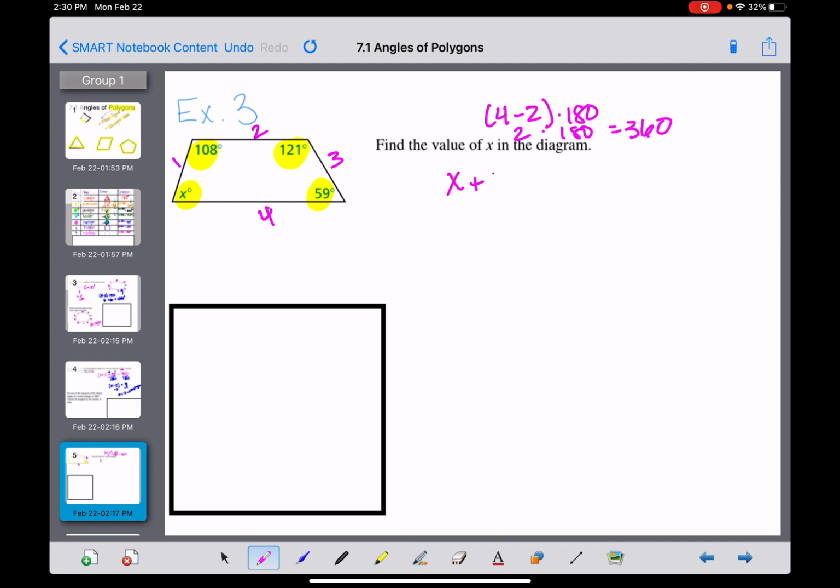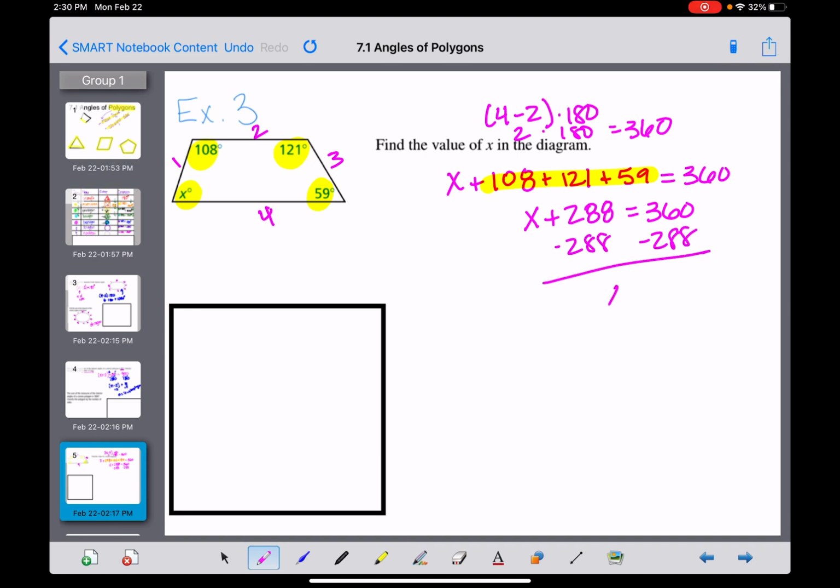So x plus 108 plus 121 plus 59 equals that sum of 360 degrees. I'm going to combine my like terms. So 108 plus 121 plus 59 is 288. And then my last step is to subtract the 288 from both sides. So x is 72 degrees.